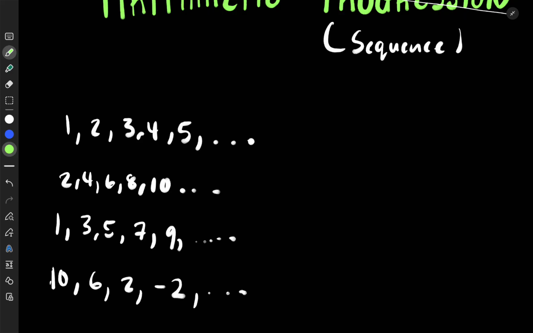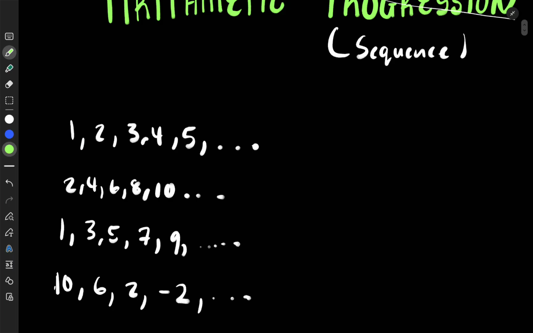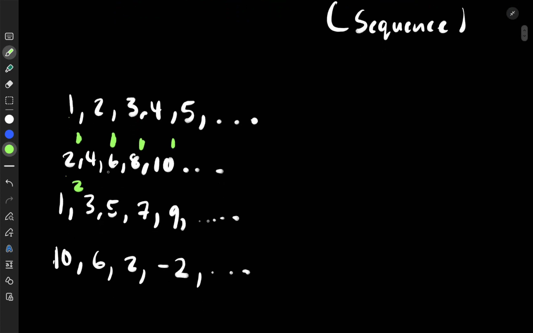So here are the two situations. Let's work with this, and then I'll show you some. Here from 1 to 2, you have 1. From 2 to 3, you have 1. From 3 to 4, you have 1. From 4 to 5, you have 1. Here from 2 to 4, you have 2. 4 to 6, you have 2. 6 to 8, you have 2. 8 to 10, you have 2.